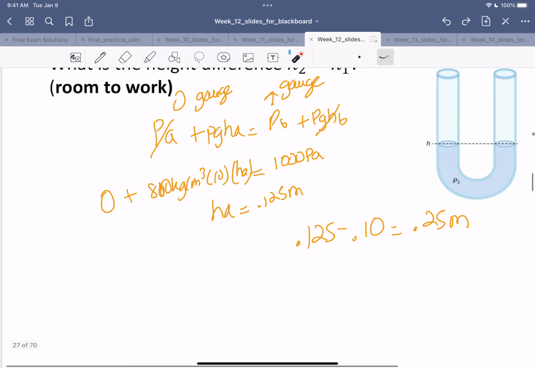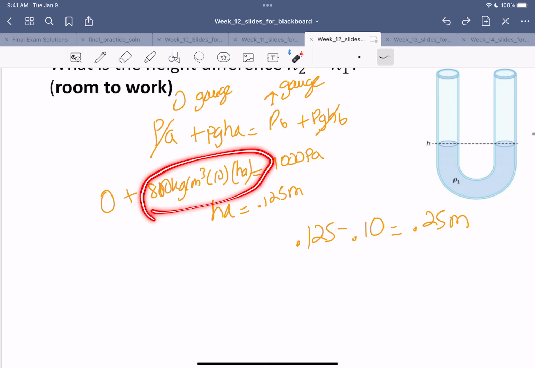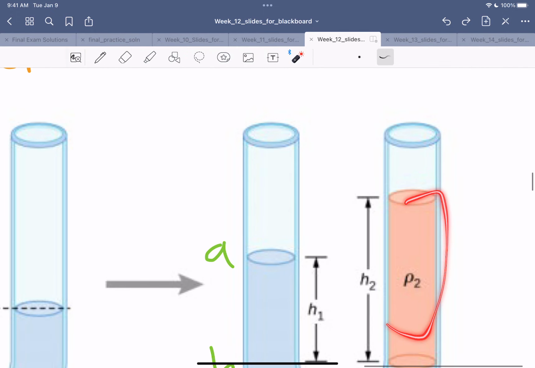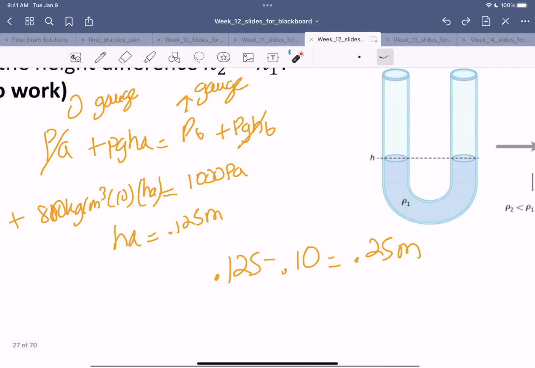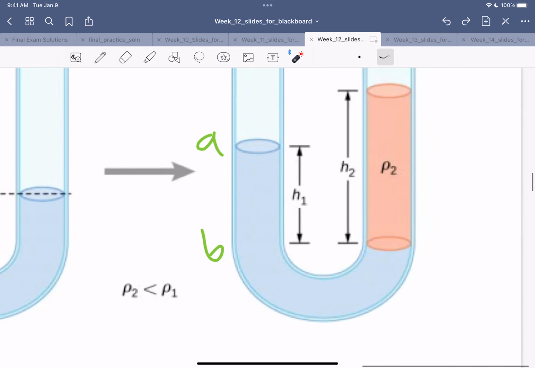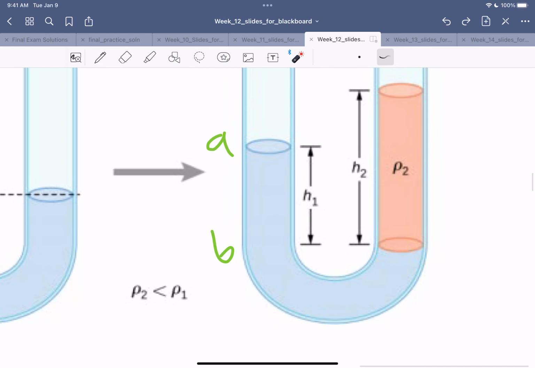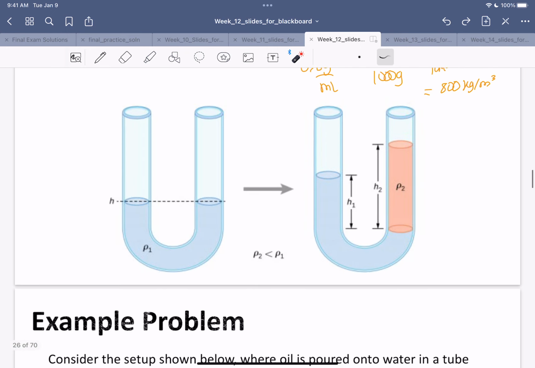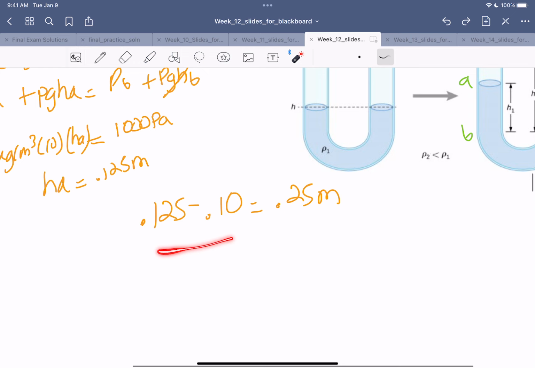So once we have that pressure at the bottom, we can then set it equal to the density times the gravity times the height of that other fluid, right, which was the oil. So that way we can figure out that unknown height that we're looking for. So that gives us a height of 0.125 meters, which is that H2. And then we can subtract H1 from H2, and H1 was 10 centimeters. So you just take 0.125 minus 0.1, and that's equal to 0.25.